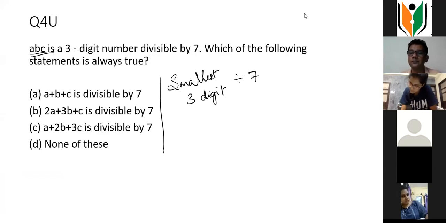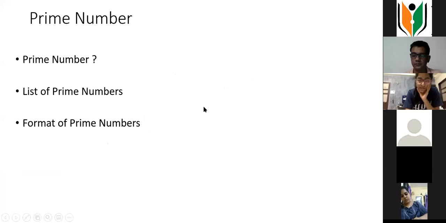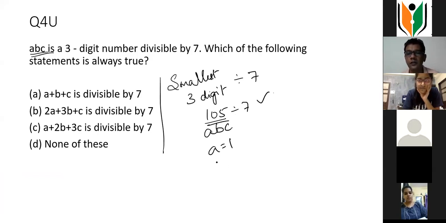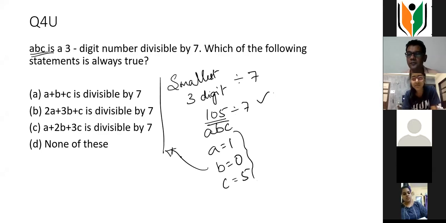Thanks, Pritika. Pritika says 105. Why don't you guys check whether 105 is the right one? Is 105 divisible by 7? Yes. So now let's say this is my 3-digit number. If I compare with ABC, what is the value of A? What is the value of B? What is the value of C? Can I substitute this in all my answer options and see?